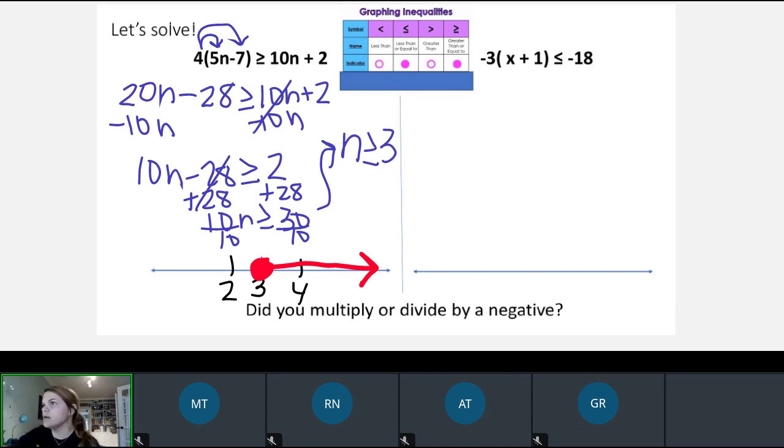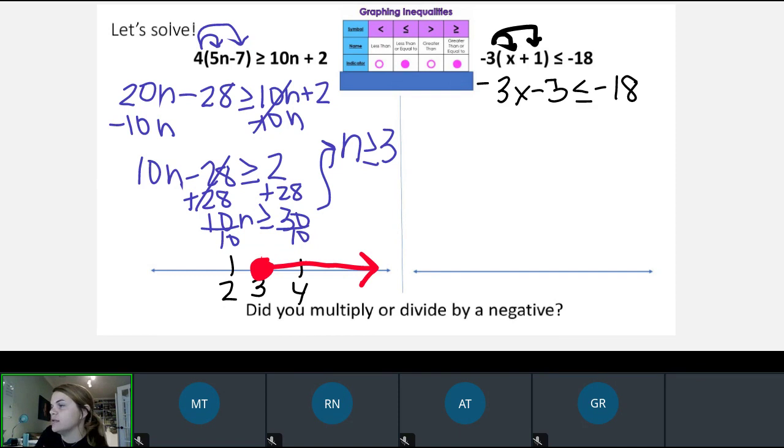All right, so y'all tell me on this problem on the right, what is my first step going to be? What should I do first? I can give you a little hint. Yeah, I'm going to multiply or distribute the -3. Yeah, good. So I'm going to get -3x minus 3 is less than or equal to -18.